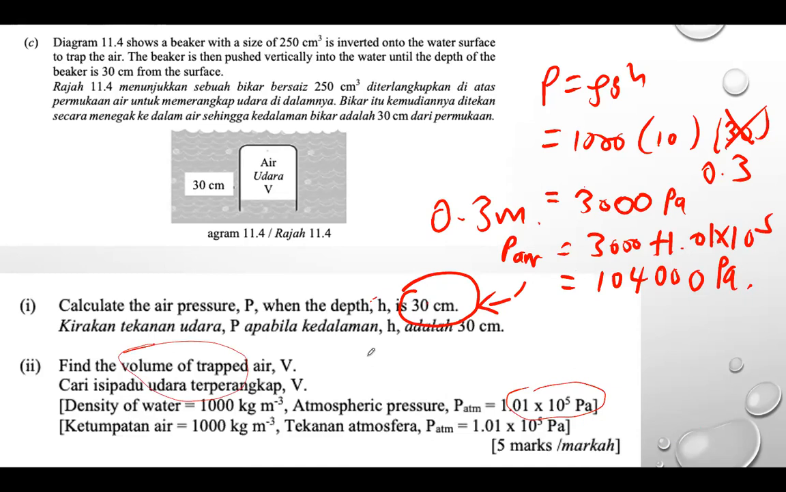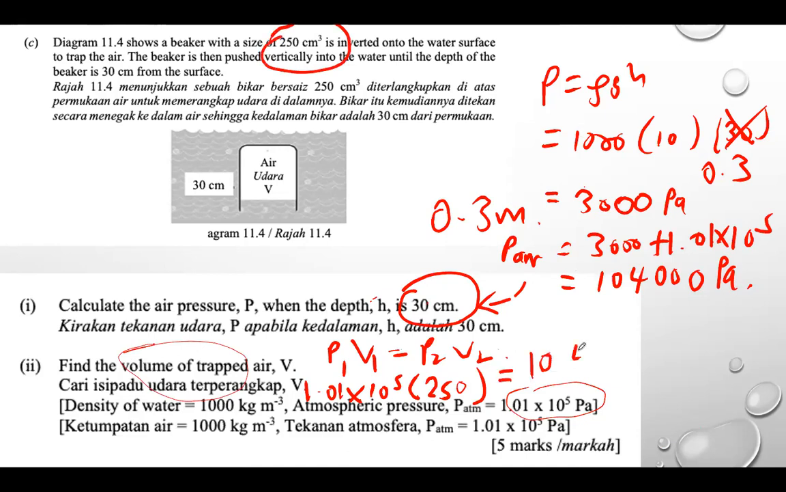Then the volume of the trapped air, this is Boyle's law. P1 V1 equals P2 V2. So P1 is 1.01 times 10 to the power of 5, times 250, because they trapped 250 in the air, equals P2, which is 104,000, times V2. So the question is, kenapa di sini H kita tukar pergi meter, tetapi V kita kasih biar dalam 250 cm padu? Why do we not convert this to meter cube? Because in Boyle's law, the units cancel each other out. Sini P cancel, sini V cancel. So it doesn't matter what units you use, as long as you use the same units. But because this is a formula and not a principle, where there is no ratio, we have to use H in meter.